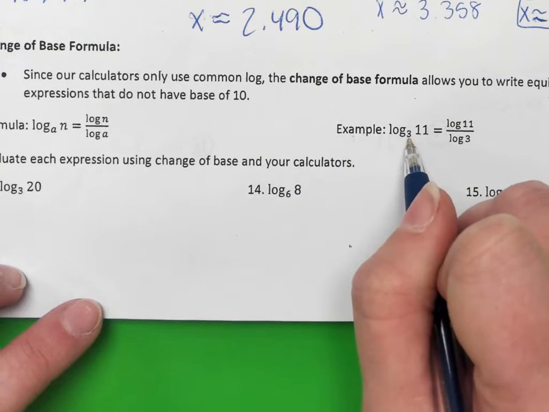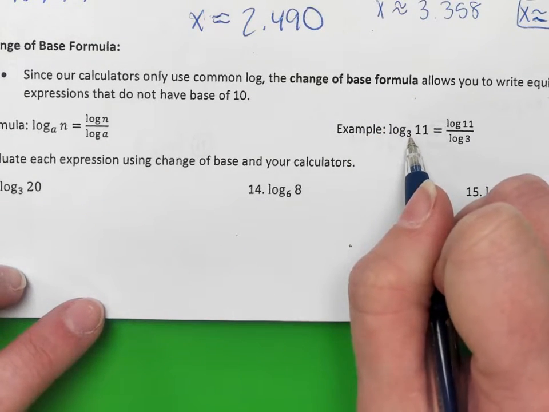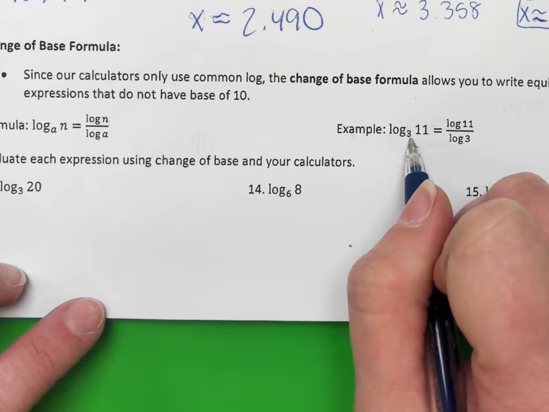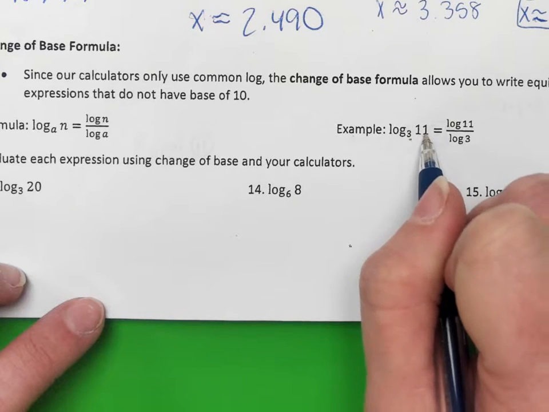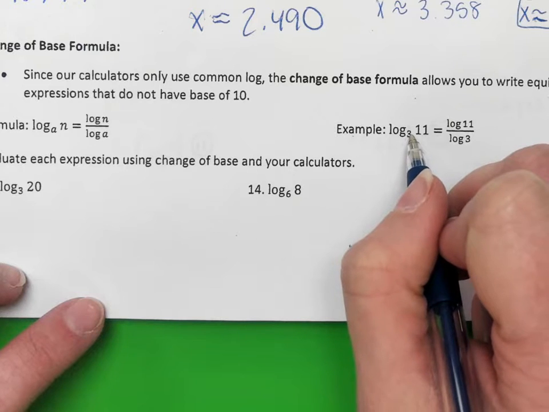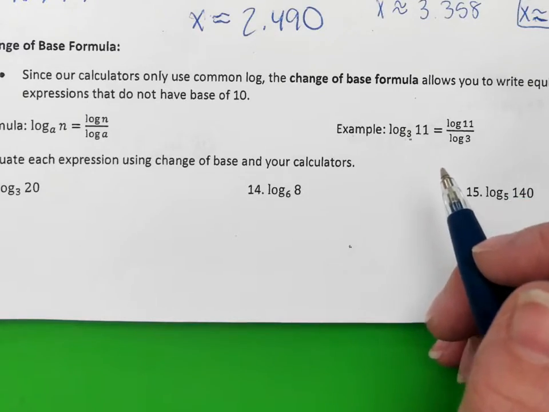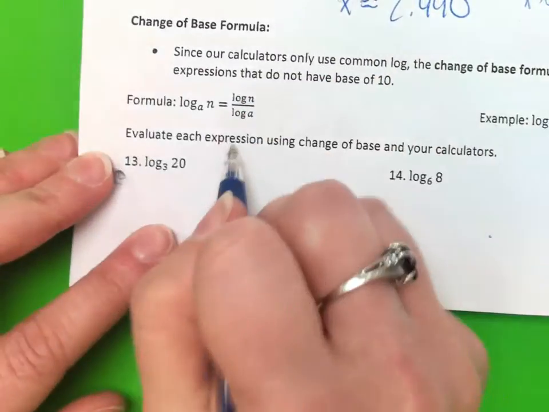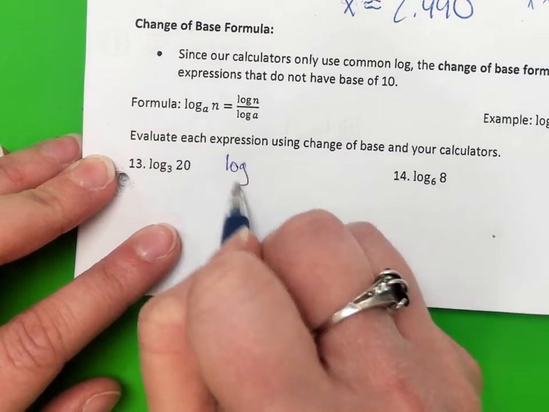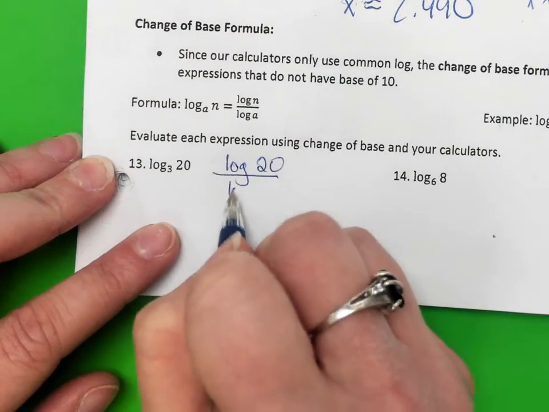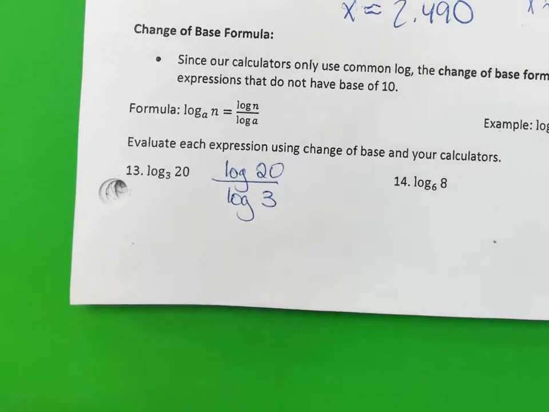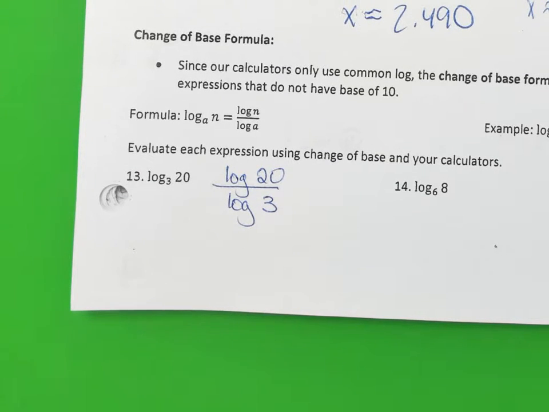Your base is going to be your denominator. You watching? Your base is your denominator. So doesn't that make sense that your base should be on the bottom? Base is bottom. So what's your bottom for number 13? 3. So that means the 20 is going to go on top and the 3 is going to go on bottom, right? Now you can check the answer.